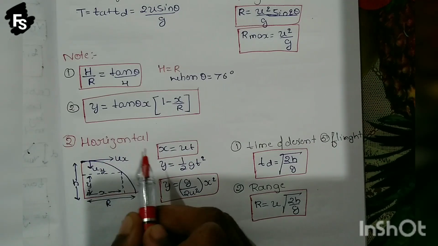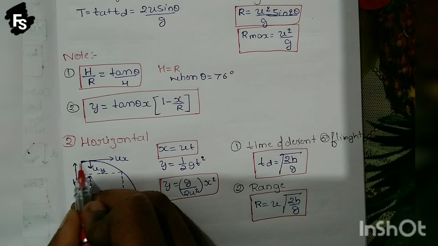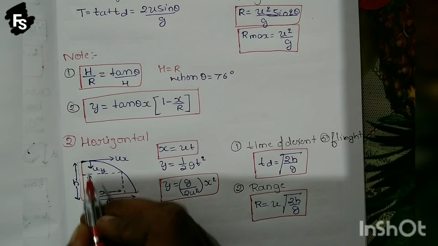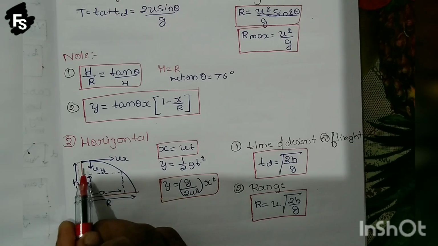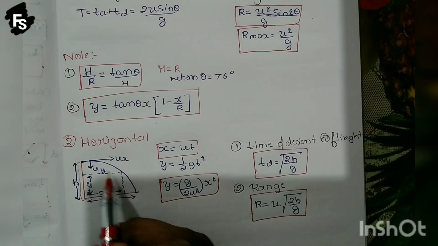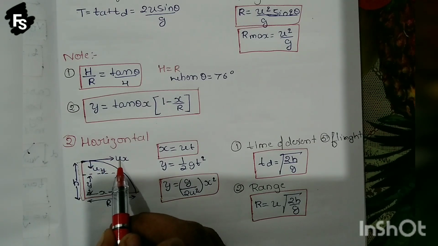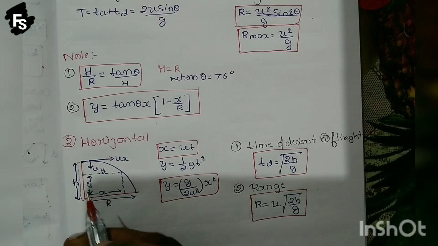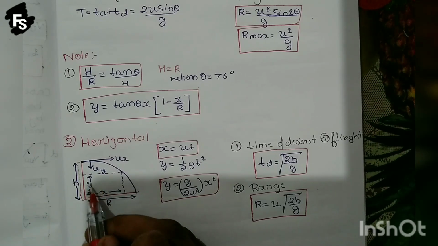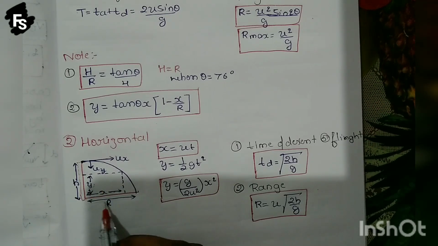Next, we move on to horizontal projectile motion. From this diagram, this is the top of a tower. Here the body is projected and reaches here. This is the velocity component along the x-axis and the velocity component along the y-axis. This is h, this is y and this is x. This is the whole range.